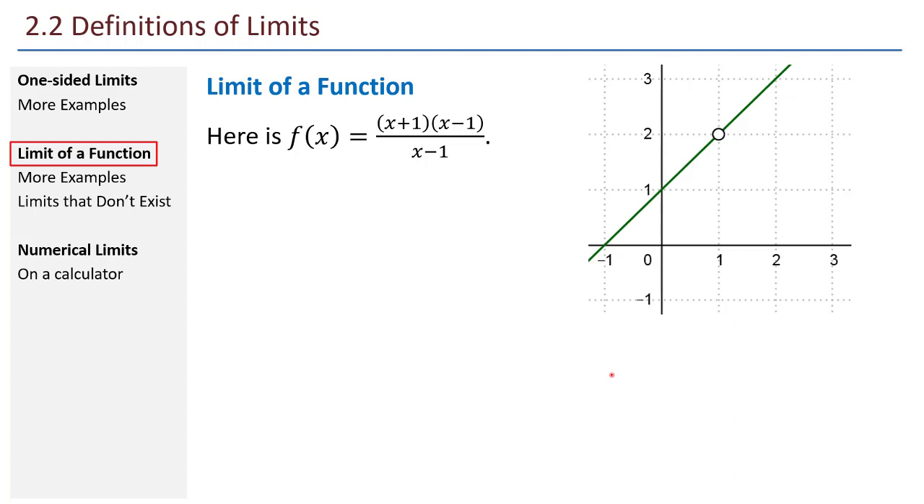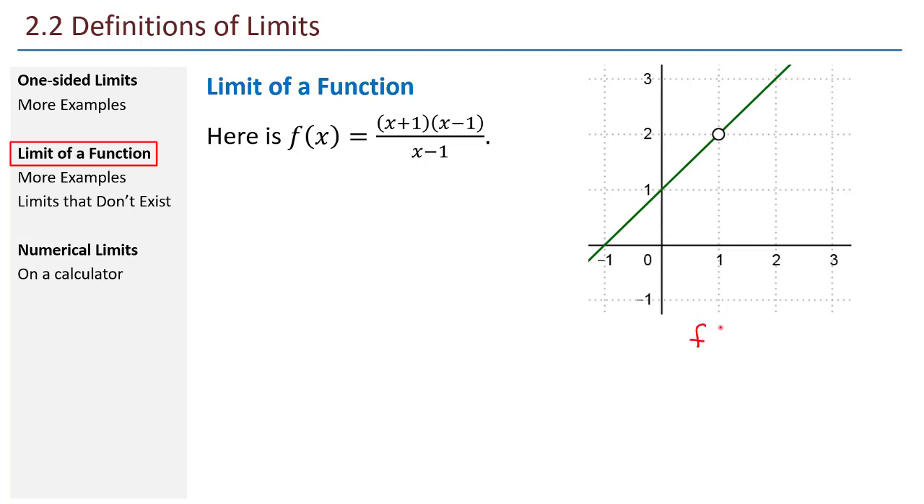All right, now let's talk about the regular limit of a function. Not just the left limit or the right limit, but just the limit of a function. Here's an example of a function: (x + 1)(x - 1) over (x - 1). This is a curious function. I mean, it looks nice and normal. It's just a good straight line, but it has a hole in the middle.